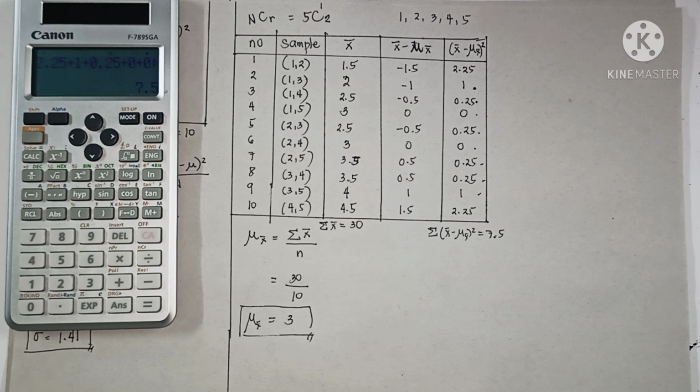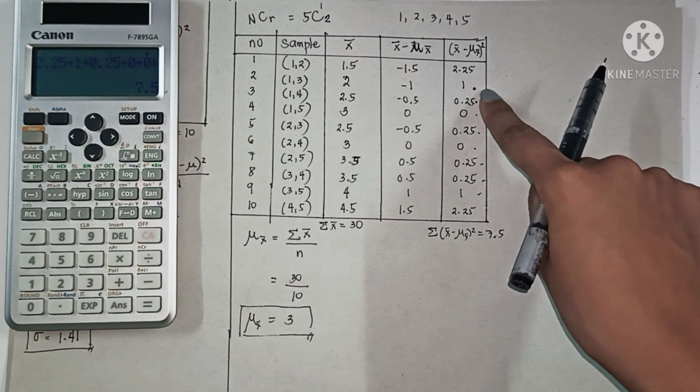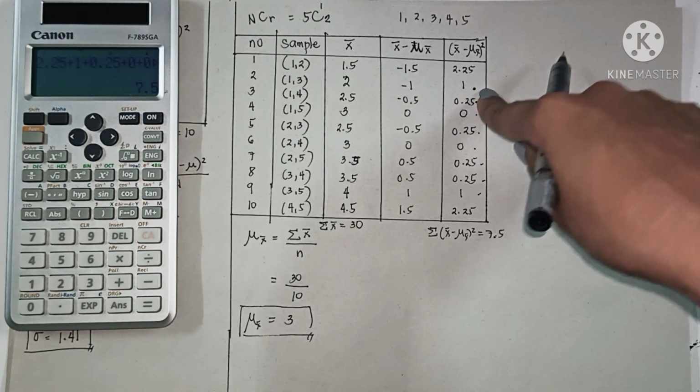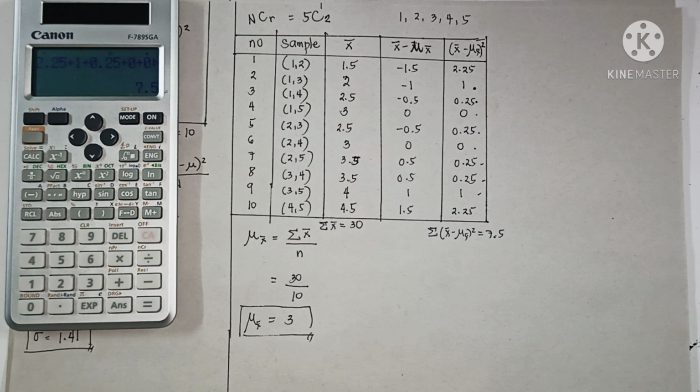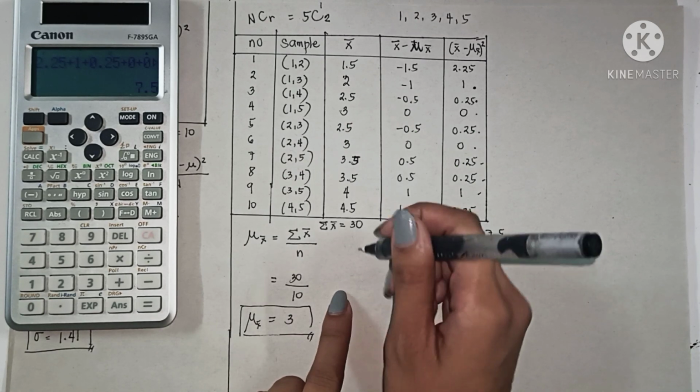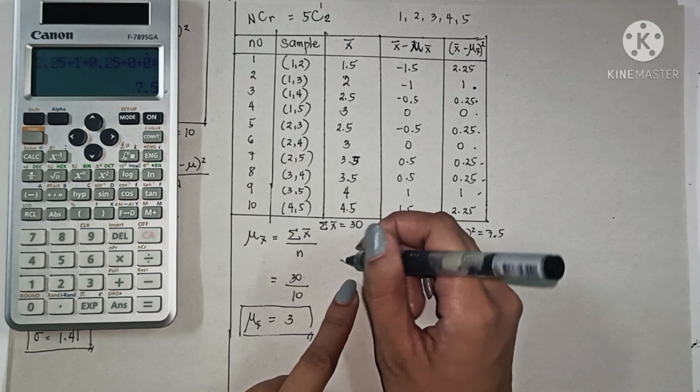Okay, so mag-ingat tayo sa pag-i-input sa calculator, ha? Kasi maling input mo lang, mali na po lahat. Maling lagay mo lang dito na number, mali na rin po yung mga susunod na steps. Okay? So, next. Next is, kunin natin yung variance. Okay, so variance, this is for the mean.